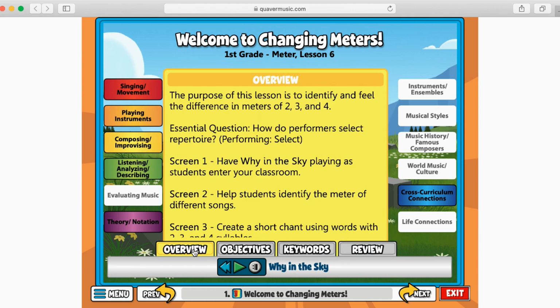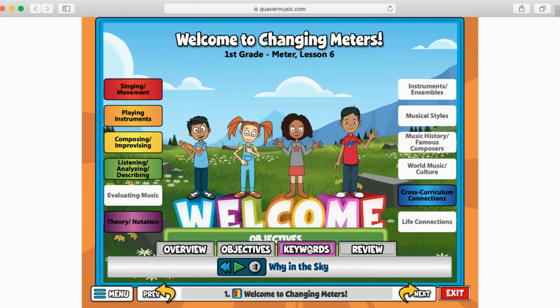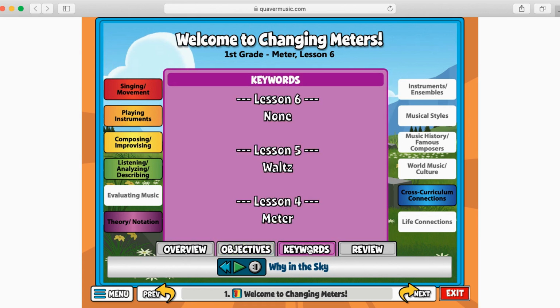Okay, friends. Our overview is that the purpose of this lesson is to identify and feel the difference in meters of 2, 3, and 4. The objectives are to find the difference and to play percussion instruments in all 3 meters. We don't have any new keywords today, but we do have meter and waltz from our last 2 lessons. We're going to take a look at the definitions of both of these in just a moment.